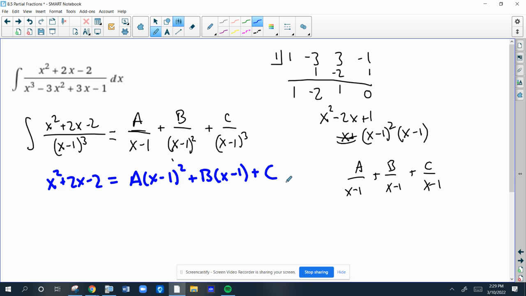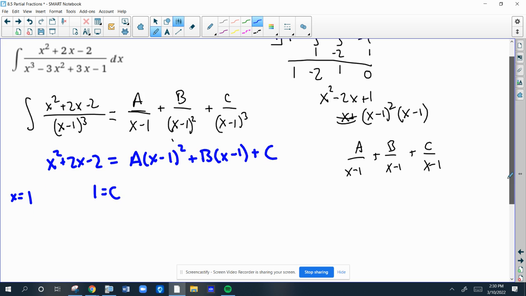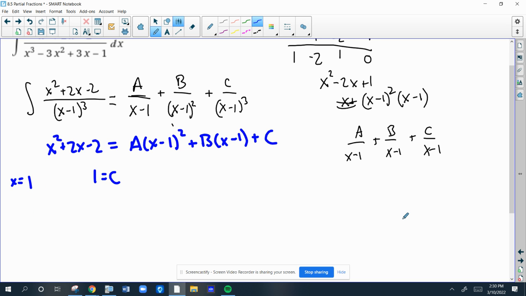It's going to be very simple to solve for C. We'll just let x equal 1. And then we will have 1 plus 2 minus 2, which is 1. A and B are nothing, so we have C equals 1. Now we have to solve for A and B, and the problem here is there's nothing we can do to have C drop out.